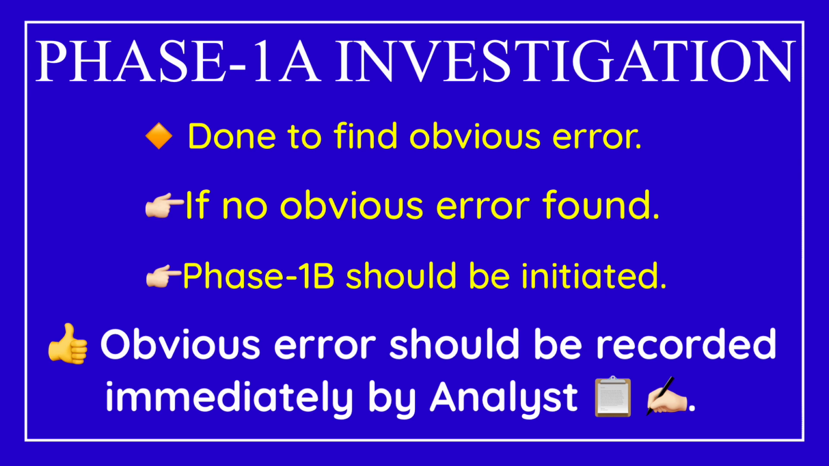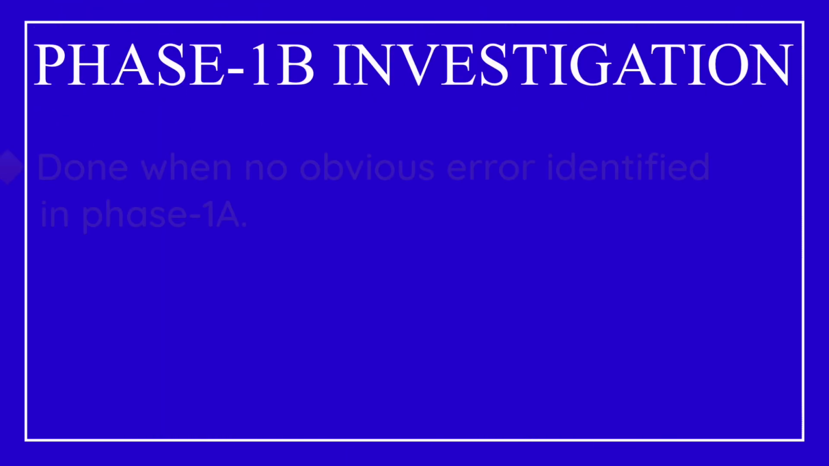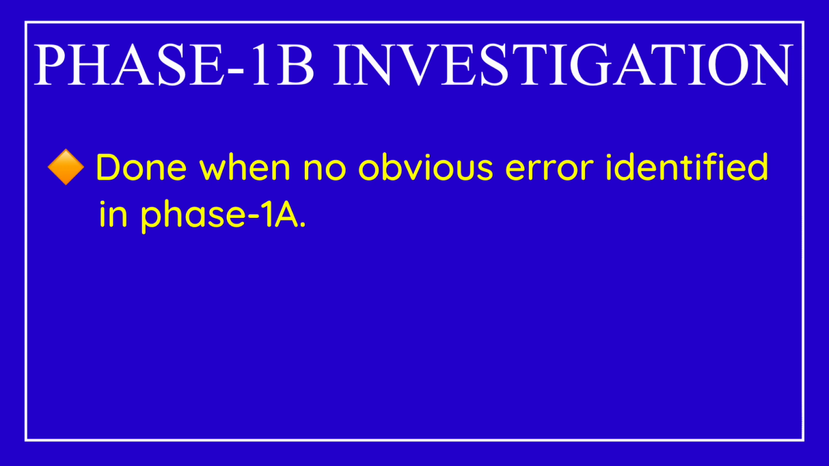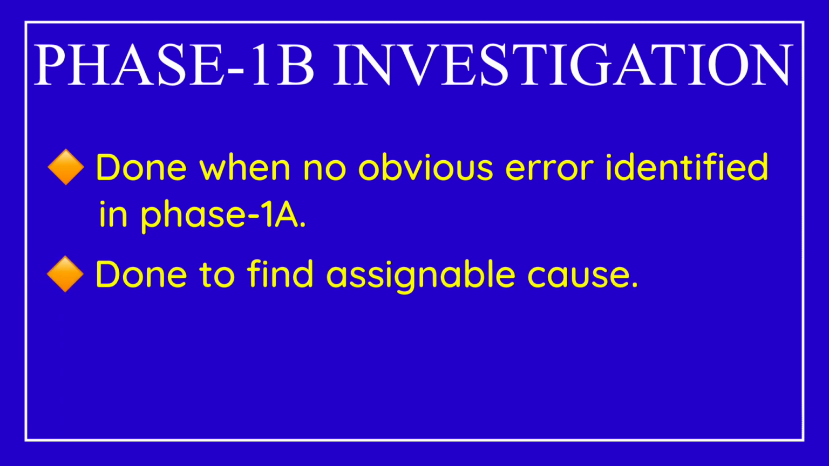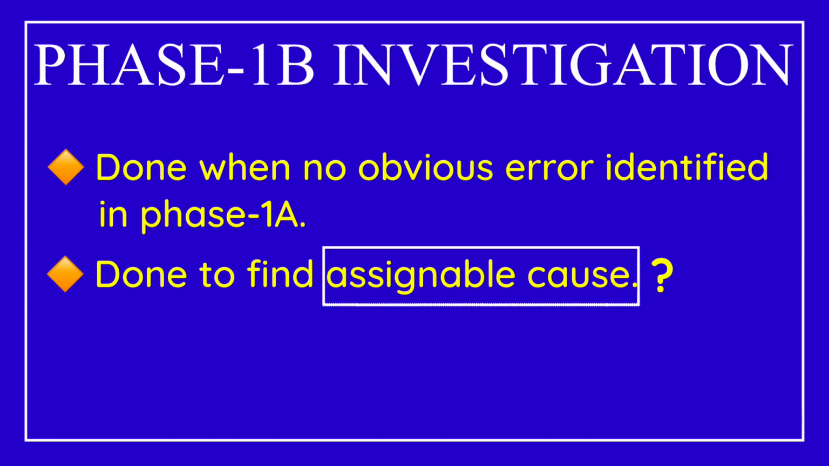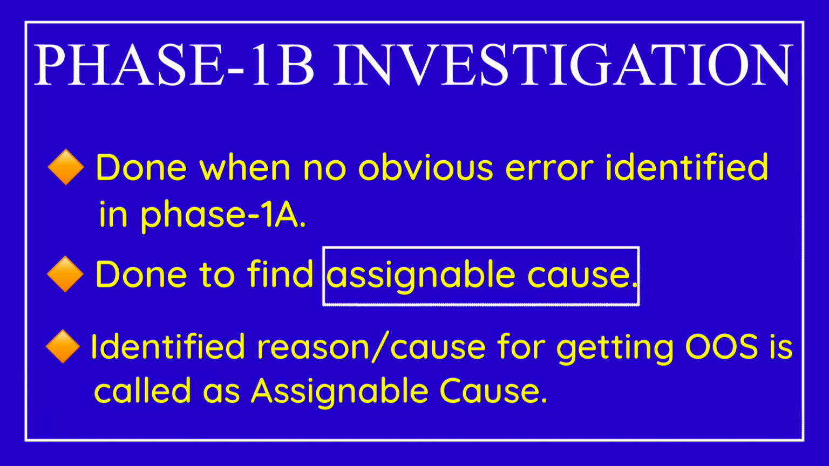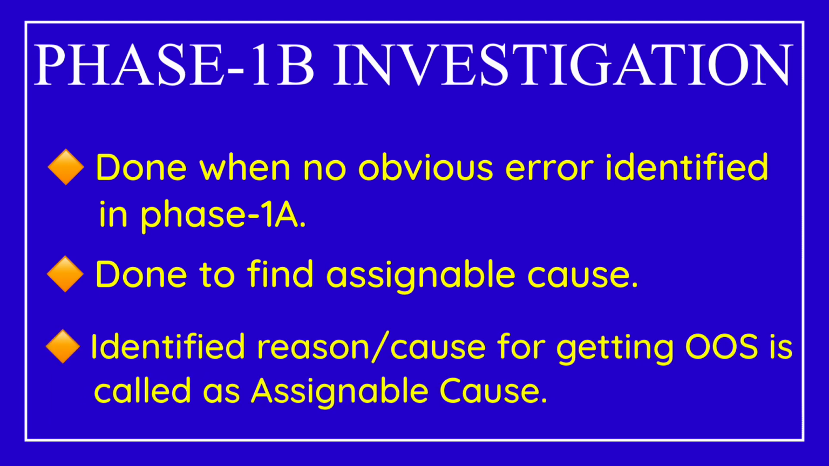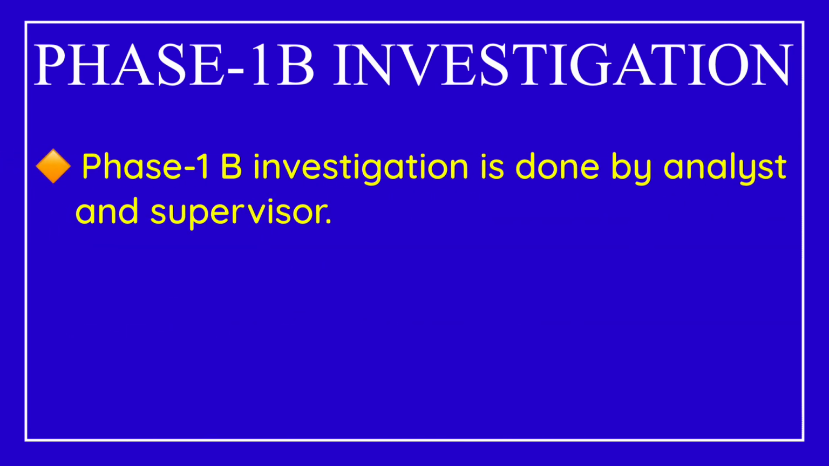Now let us learn about the phase 1B investigation. Phase 1B investigation is done when no obvious error is identified in phase 1A investigation. Phase 1B investigation is done to find out the assignable cause. Now the question arises, what is an assignable cause? The definition of assignable cause as per the MHRA guideline is that the identified reason or cause for getting an OOS result is called an assignable cause. Phase 1B investigation is done by the analyst and the supervisor together.